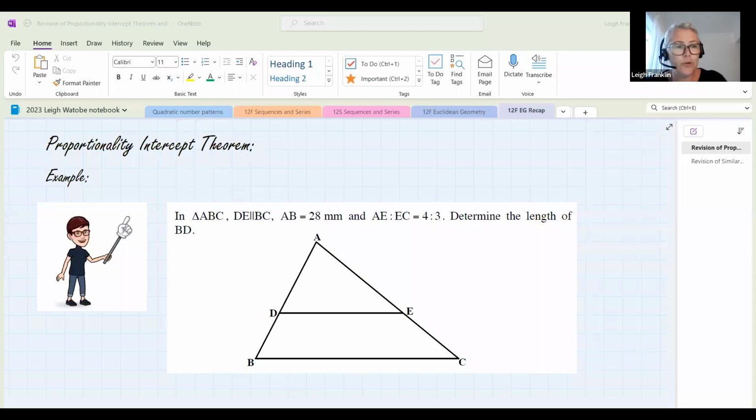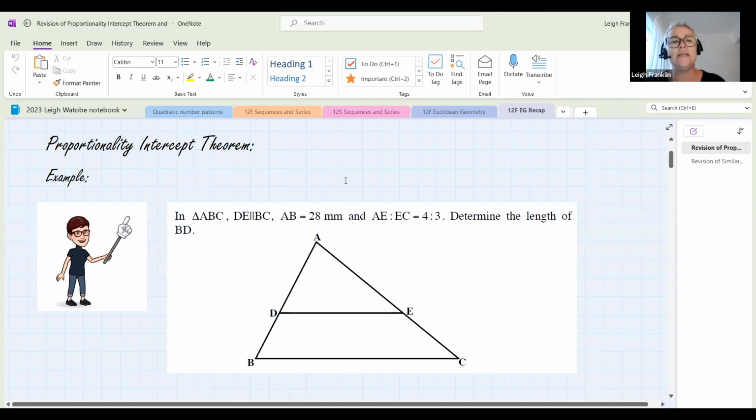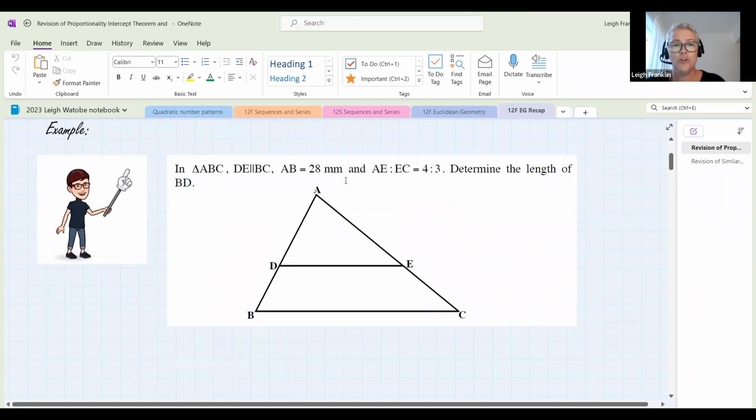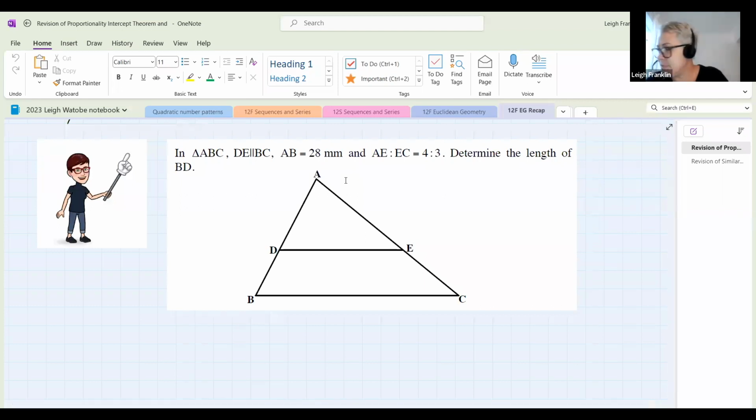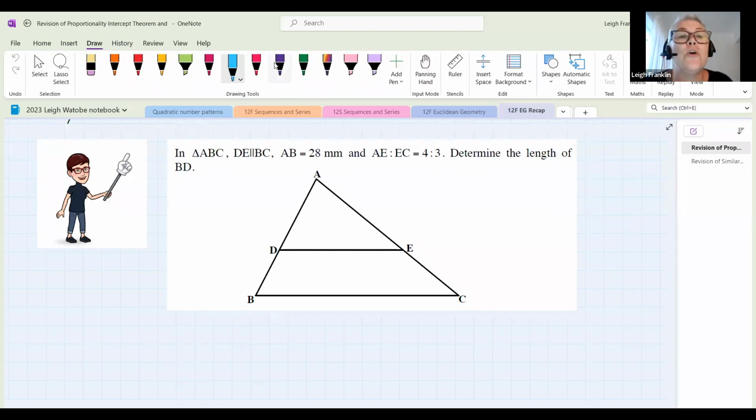The first thing I want to revise with you is the proportionality intercept theorem itself. So we are given a triangle, in this case triangle ABC, and they tell us that DE is parallel to BC. If they give us information like that, the first thing we want to do is put arrows on it so that we know those lines are parallel to one another.